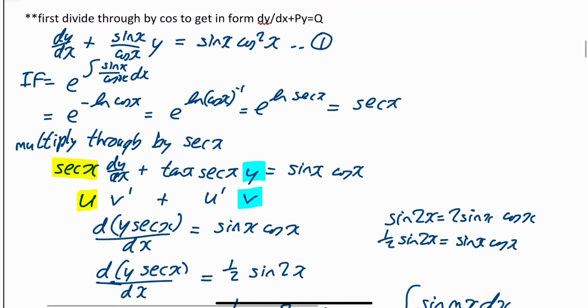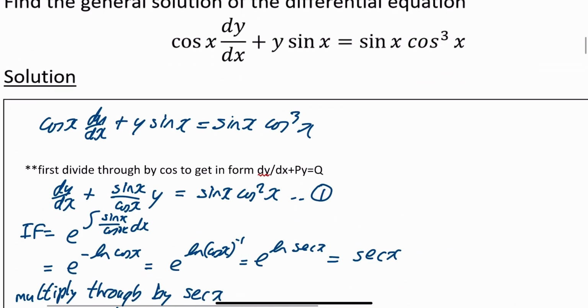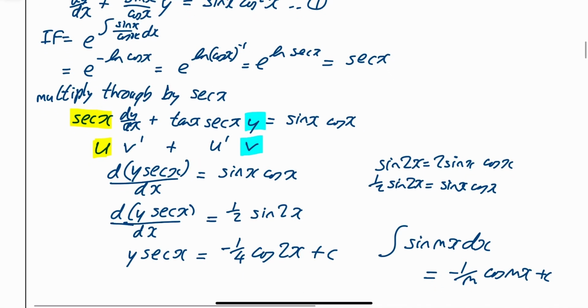And I think that's as far as we can go. Did it say find a general solution? So this, folks, is a general solution because you've got your constant of integration. So that's as far as we can go.